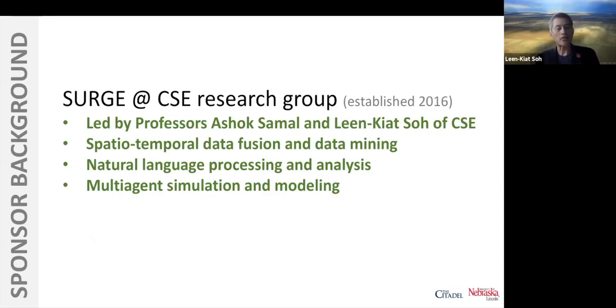The second thing is natural language processing analysis. This involves, for example, looking at news articles to find out the actors for a particular event, why the event occurred, how the event occurred. So this is what natural language processing is for. And then multi-agent simulation and modeling.